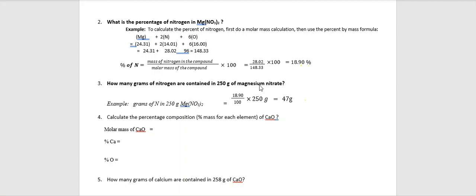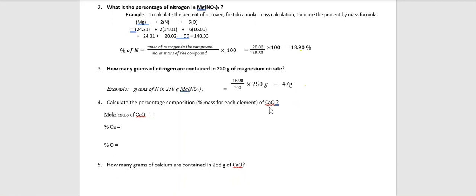Well, we already figured out the percent. The percent of nitrogen is 18.9. So 18.9%, that means over 100, of 250. So 18.9% of 250 is 47 grams. So if I have 250 grams of this magnesium nitrate, 47 grams are going to be nitrogen. And that's what this problem means.